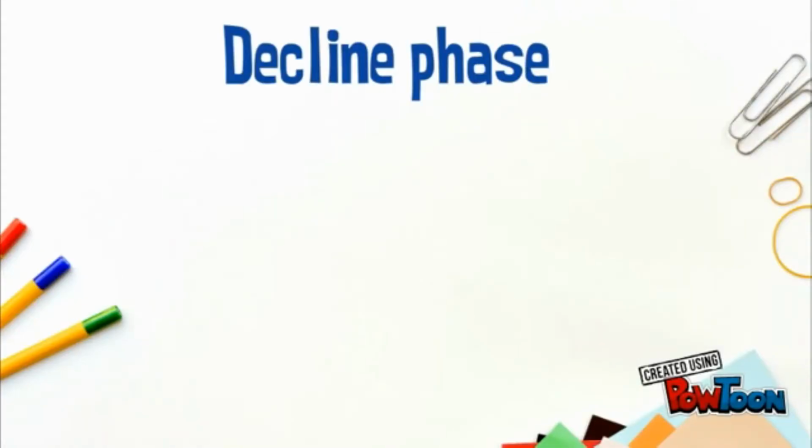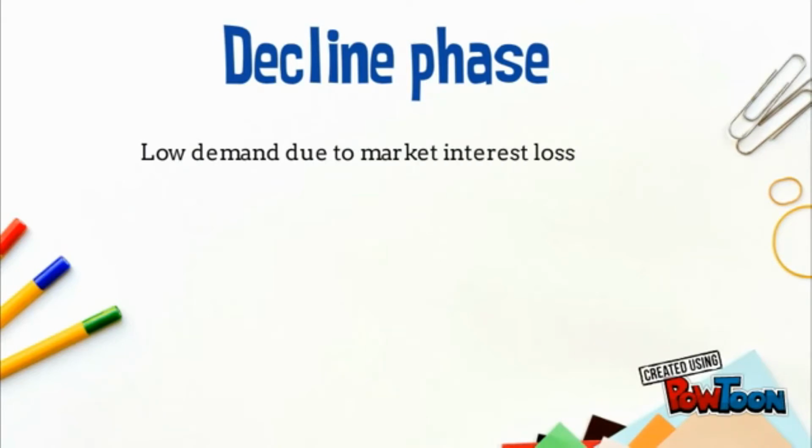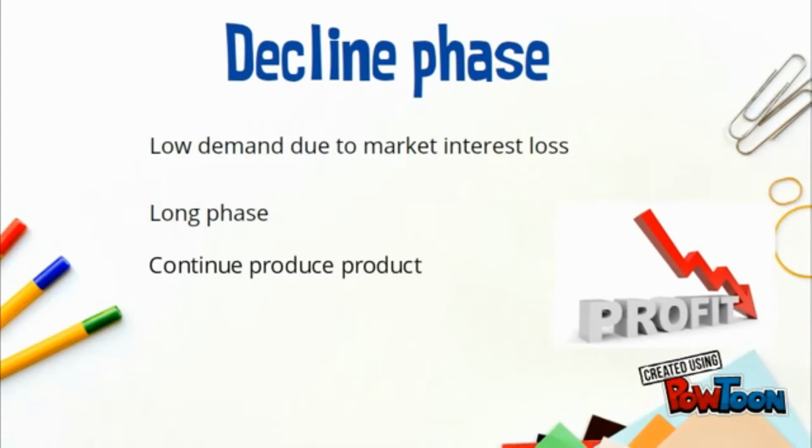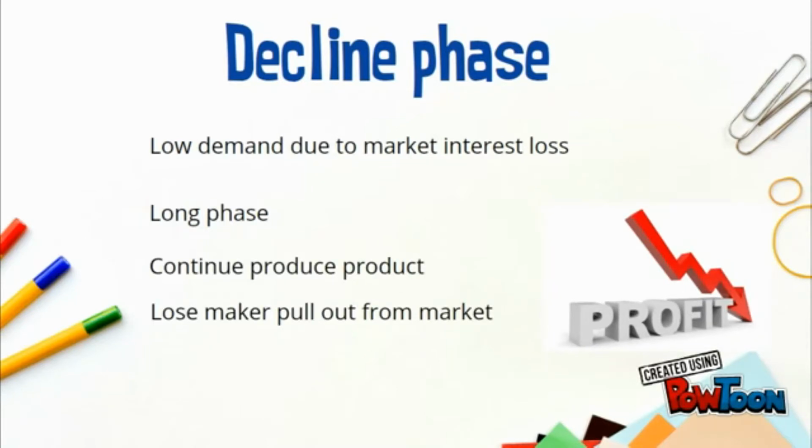Lastly is the decline phase. At this phase, the firm will see that their product demand is low due to the lost interest from the market. For some reason, this phase will be a longer period because we will continue to produce this product as it is still making a profit. However, profit will be decreasing, then the product can become a loss maker. Therefore, the firm needs to decide to pull out the product from the market.